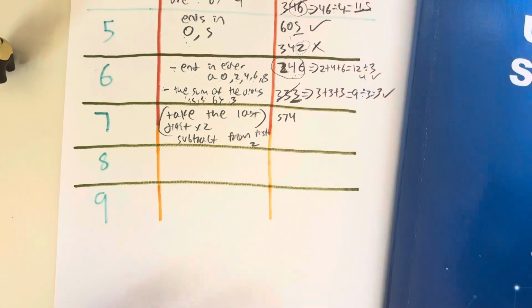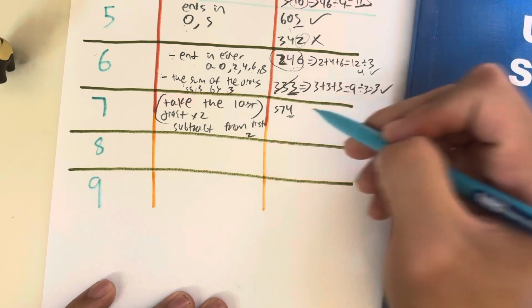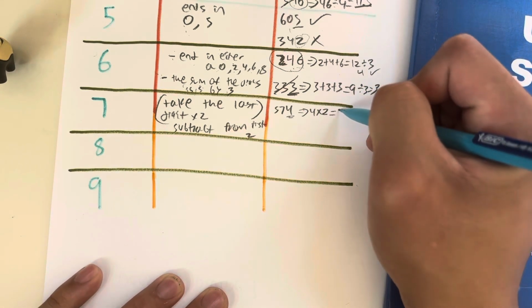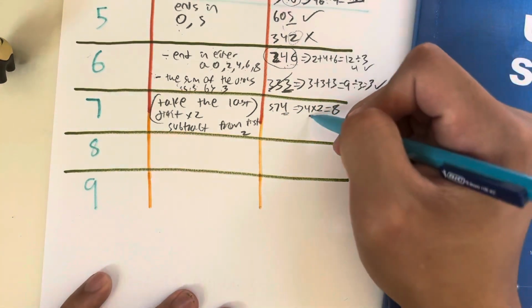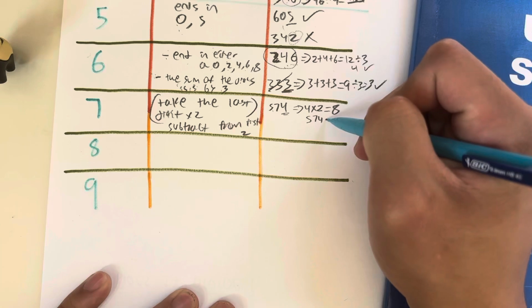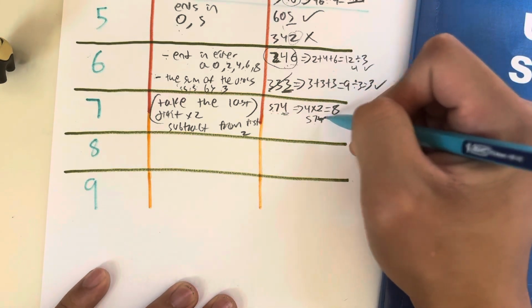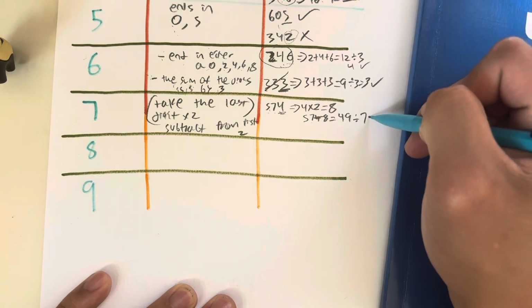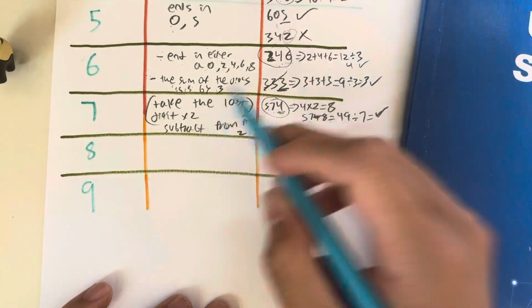In our head, we're going to take 574. Let's see if 574 is divisible by 7. So we take the last digit, which in this case is a 4, and then we multiply 4 by 2. That's going to give us 8, and then we subtract that number from the first 2 digits, so 57 minus 8 is going to give us 49. And 49 is divisible by 7, so that perfectly works out. So it means 574 is divisible by 7.